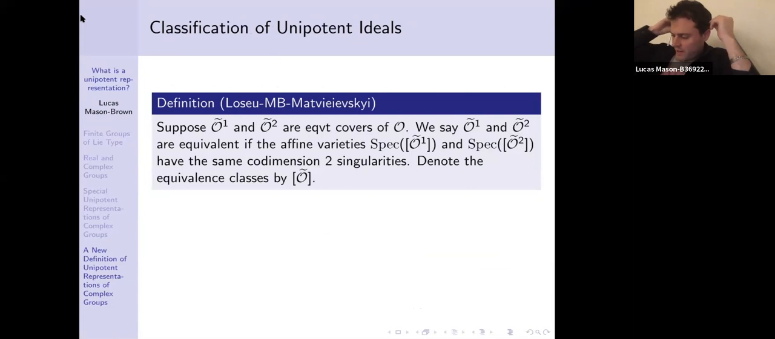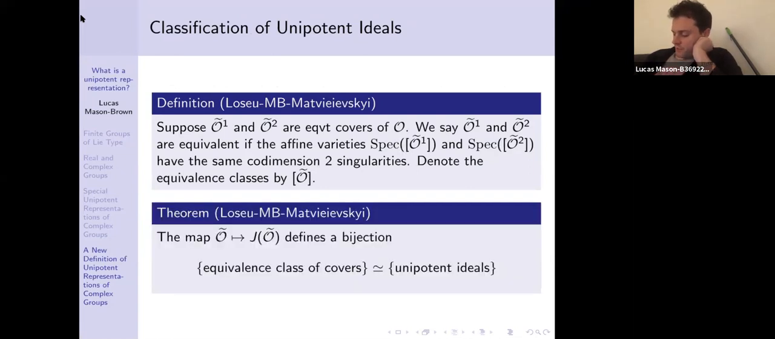So we define an equivalence relation on the set of nilpotent covers. Namely, 2 covers are equivalent if their affinizations have the same codimension 2 singularities. So this defines an equivalence relation on the set of all nilpotent covers. And we prove that the set of unipotent ideals is precisely parameterized by equivalence classes of covers.